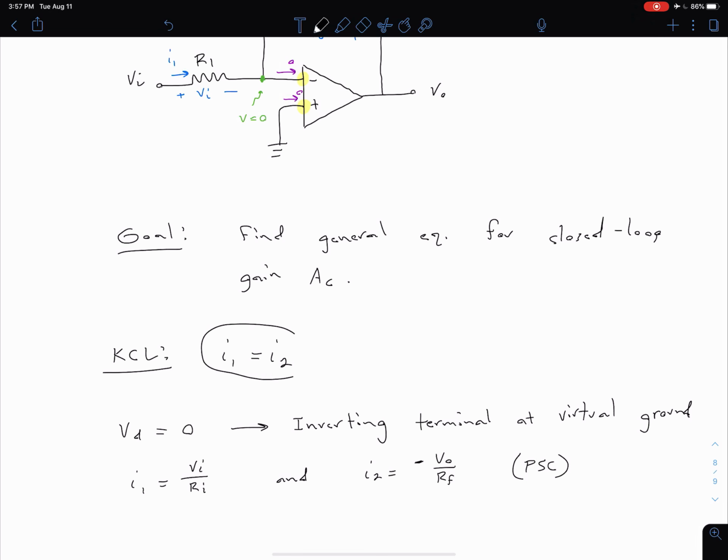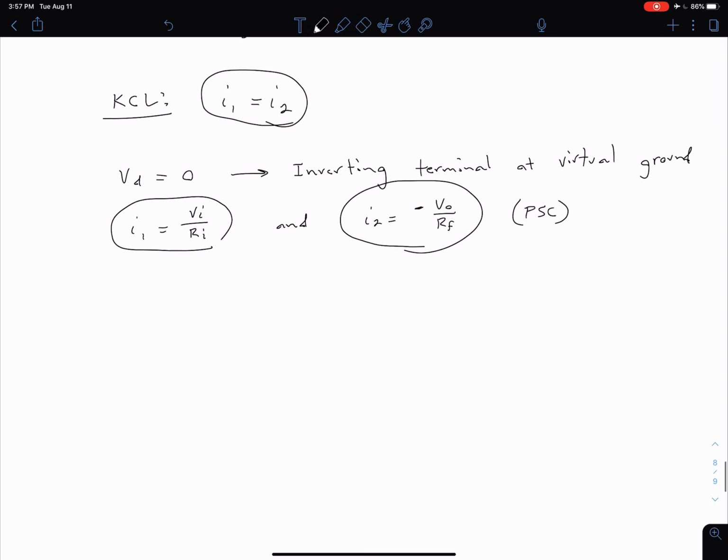So now if we use these three equations here, combine those, what we're going to get is our VI divided by R1, sorry, this should be R1 here, not RI, is equal to negative V out divided by RF. Rearranging, of course, we can solve for our closed loop gain, which in general is defined as output voltage divided by input voltage. So in that case, this is going to be negative RF over R1.